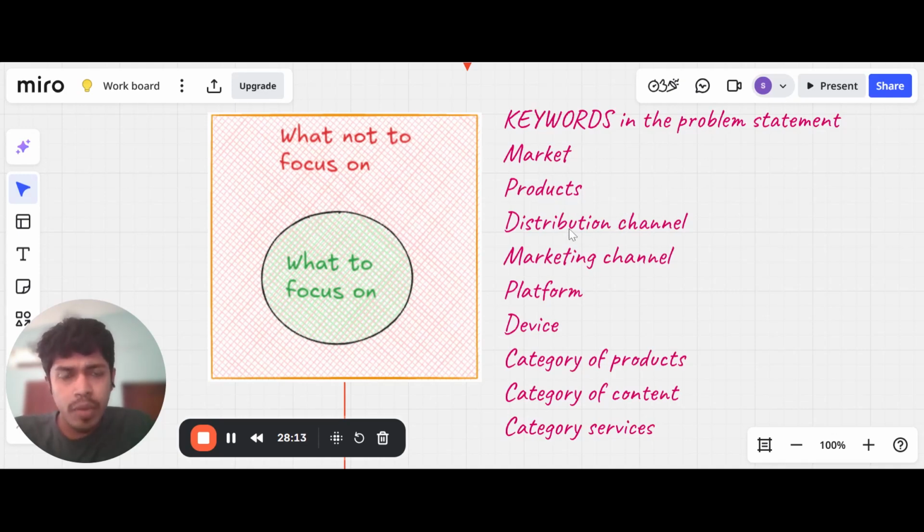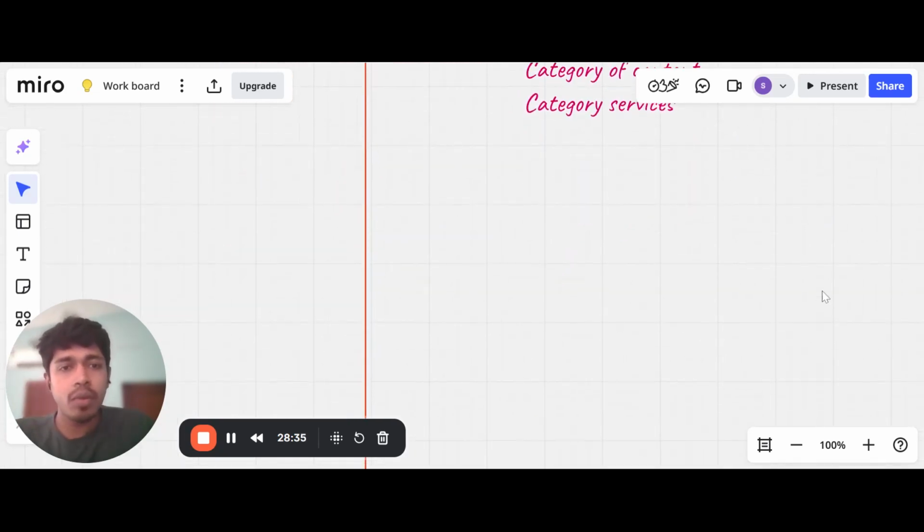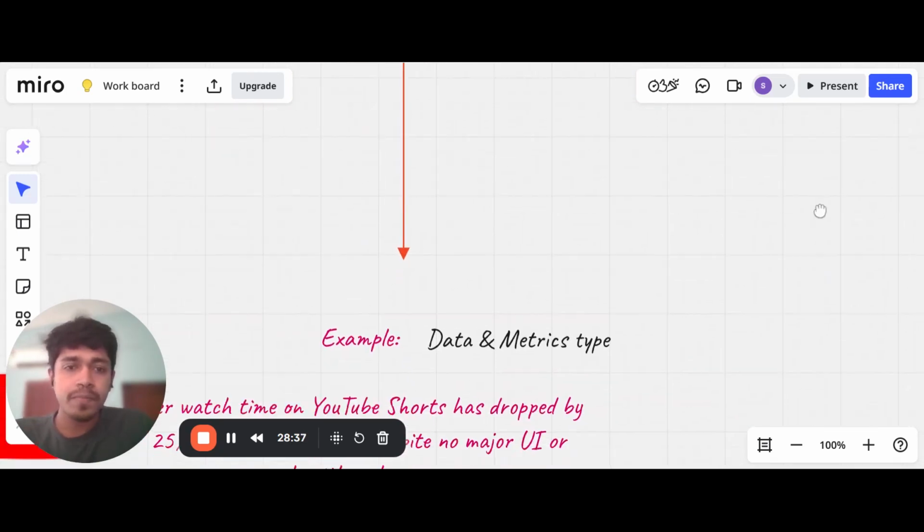Questions about products will become important. Distribution might be very important, right? And then category of products will be very important. Right? If the question is about YouTube or a content platform, then category of content will be very important. Right? So asking about these items to reduce the scope is very helpful when you try to solve a product problem. So that's the whole point.